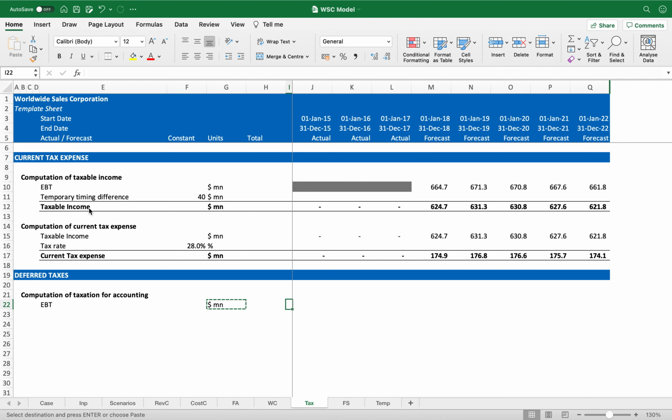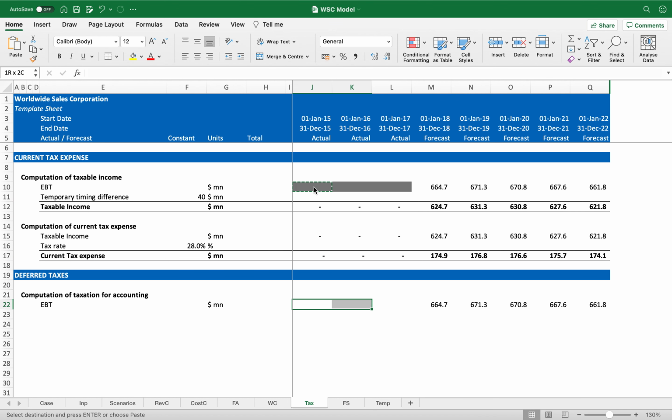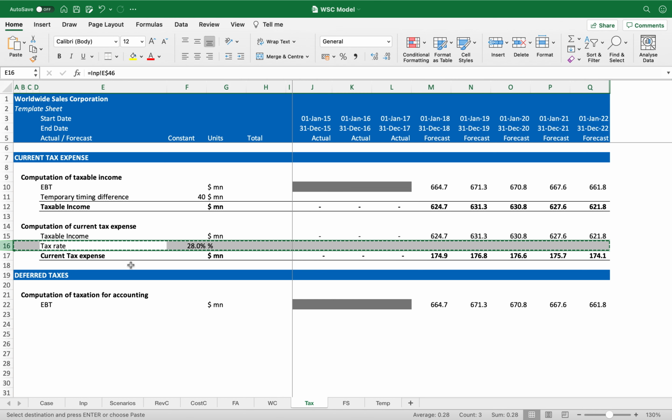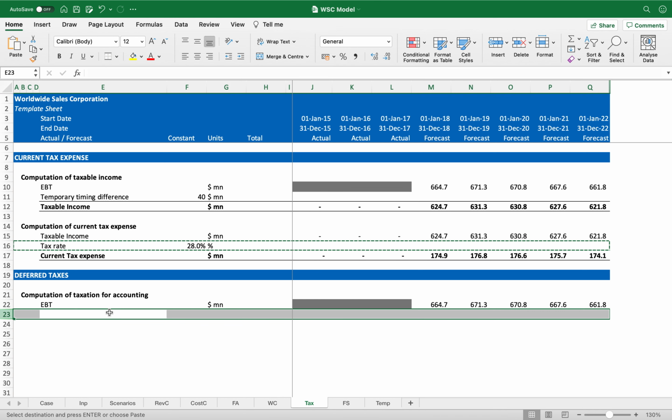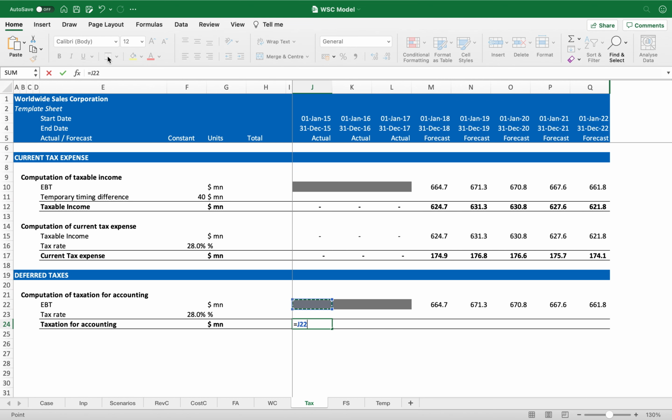If you have freezed it earlier, you would have simply copied the row. Otherwise, you do this. EBT. I have the tax rate 20%. I can simply compute the taxation for accounting. Again, EBT multiplied by 28%.